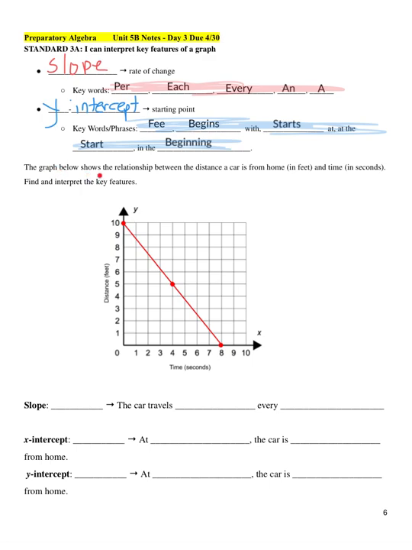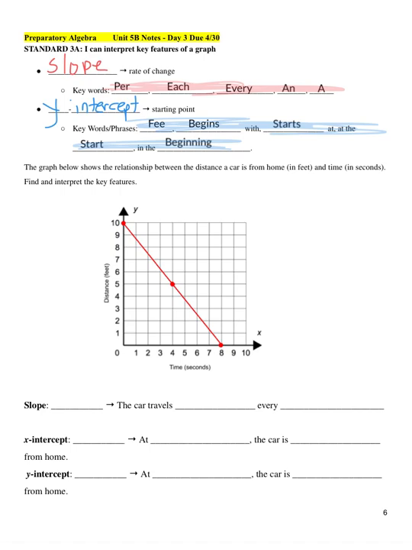The graph below shows the relationship between the distance a car is from home in feet and time in seconds. Find and interpret the key features. So this is showing how far a car is from home, and now we're going to figure out how fast it's traveling. We have our distance in feet right here, so we know these numbers represent the distance in feet, and we have our time in seconds. So this represents our time. This is our independent variable, and this is our dependent variable.